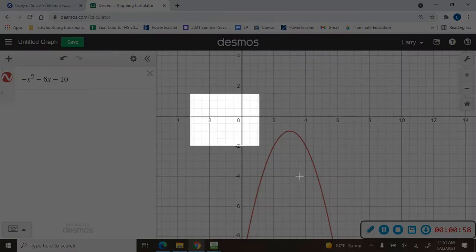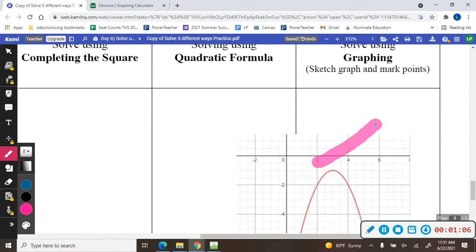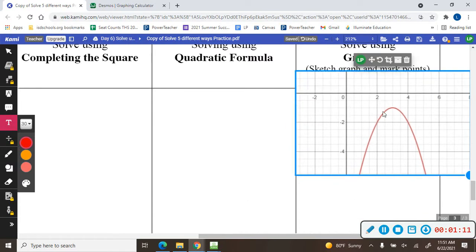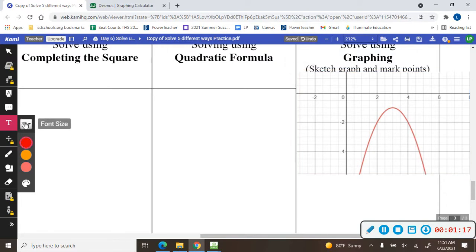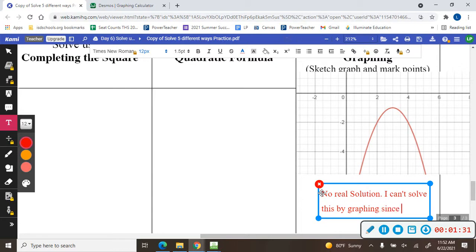So I could say just by the graph, this is what the graph looks like, that the parabola never crosses the x-axis in the real number system. So I might say, based off the graph, no real solution. So I can't solve this by graphing, since the solutions are complex, imaginary.